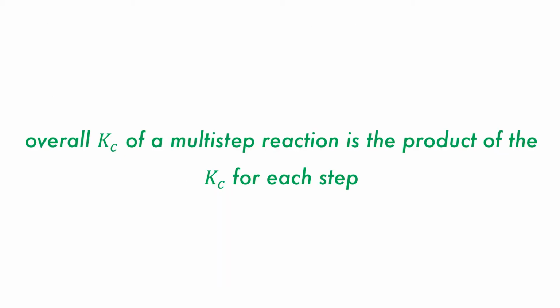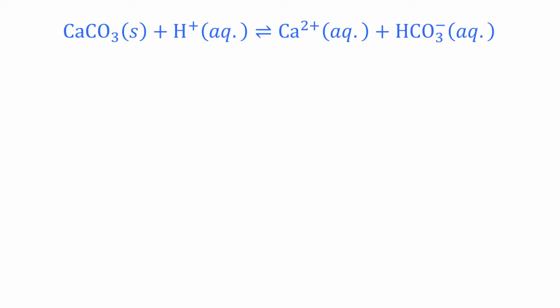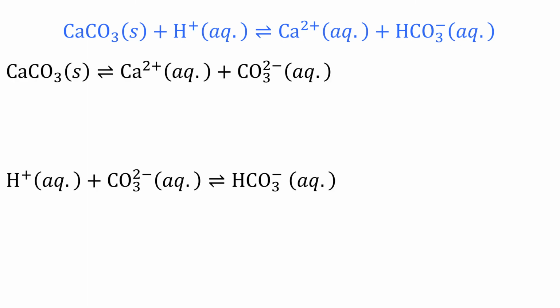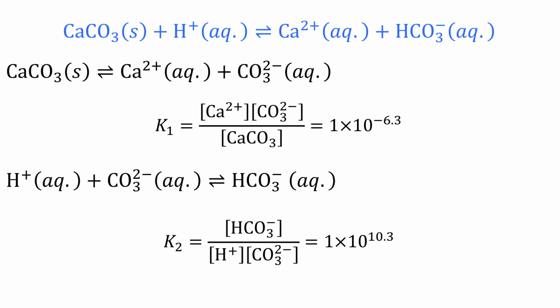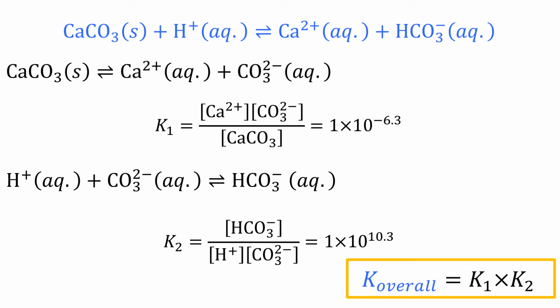If a process occurs over multiple steps, the overall equilibrium constant value can be obtained as the product of the Kc values for the individual reactions, such as in the dissolution of limestone by acid. This reaction has the following component reactions, and their corresponding equilibrium constant expressions are these. This gives an overall reaction of calcium carbonate plus H+, going to aqueous calcium and hydrogen carbonate ions. The overall equilibrium constant is then the product of these individual reactions.